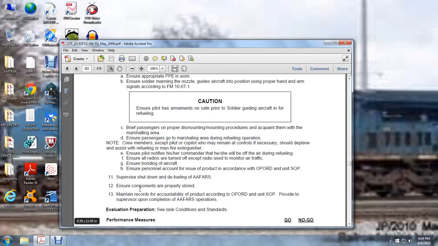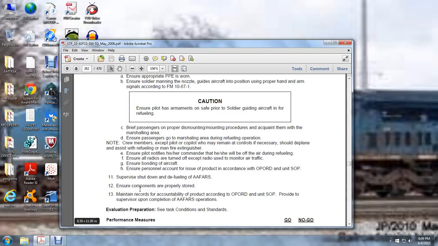Brief passengers on proper dismount and mounting procedures. Acquaint them with the marshalling area. Encourage the passengers to go to the marshalling area during the refueling operation. Crew members, except pilots and co-pilots who may remain at the controls if necessary, should deplane and assist with the refueling or man a fire extinguisher.